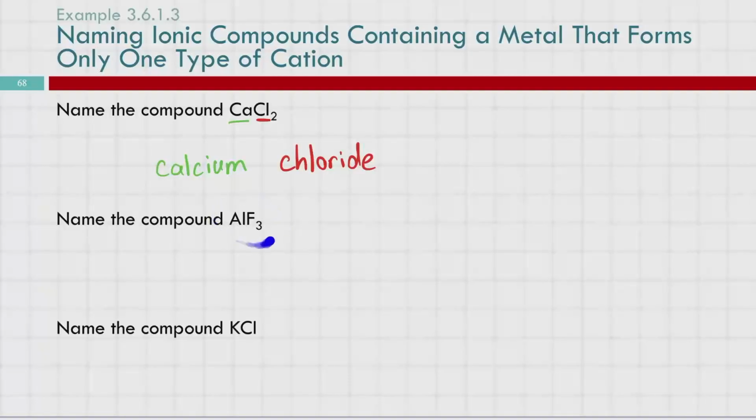Then we've got the compound AlF3. Al is what? Aluminum. So Al, when it's an ion, would be the aluminum ion. We took off the ion part, so we're just writing aluminum. And then F is fluorine. And when we make that an ion, we take off the -ine and change it to -ide. So fluoride. So that'd be aluminum fluoride.